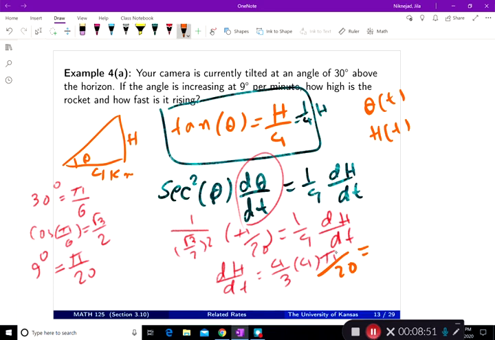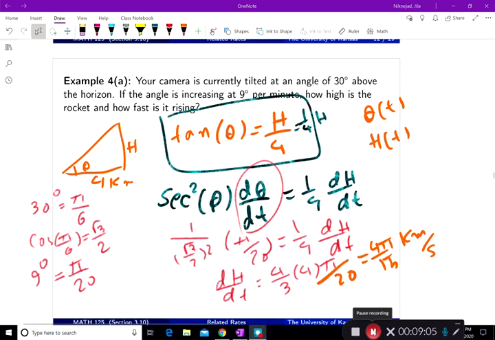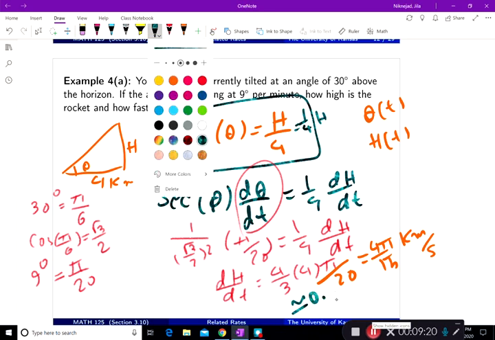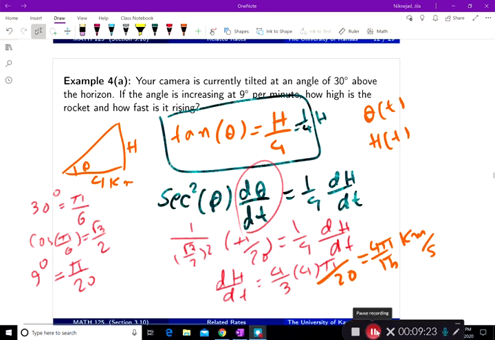So before I finish this up, this is going to be 4 pi over 15 kilometers per second, which is approximately 0.84 kilometers per second.